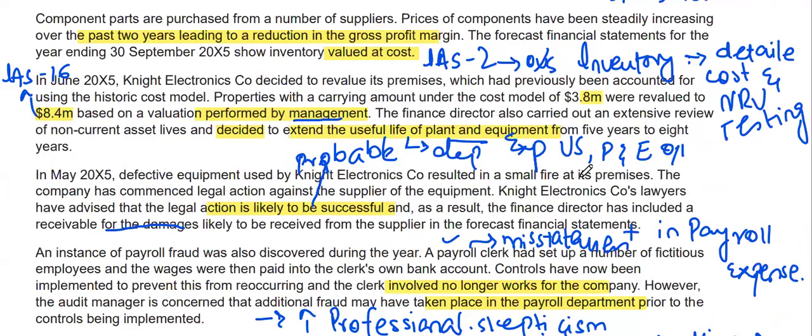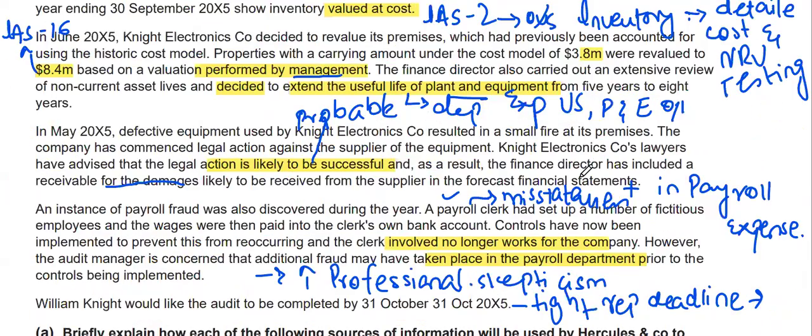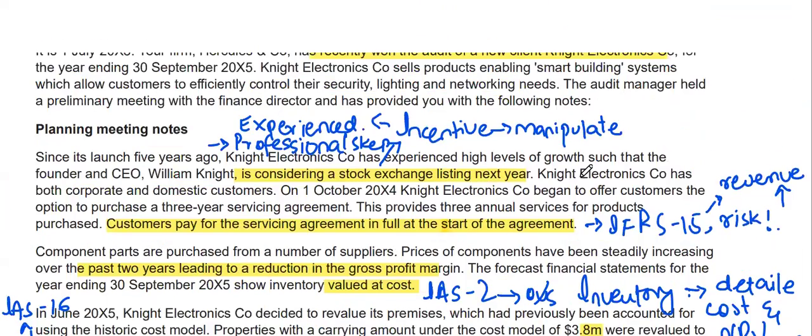So guys, this is how you will attempt the risk related question, and this should be your answer technique.